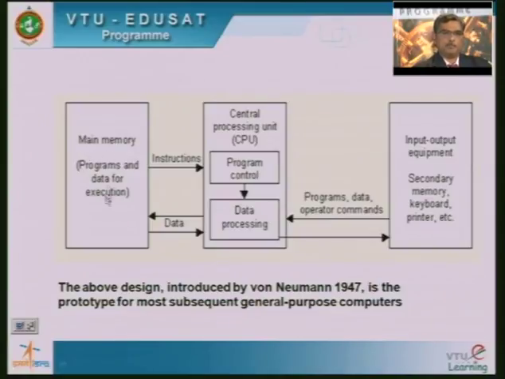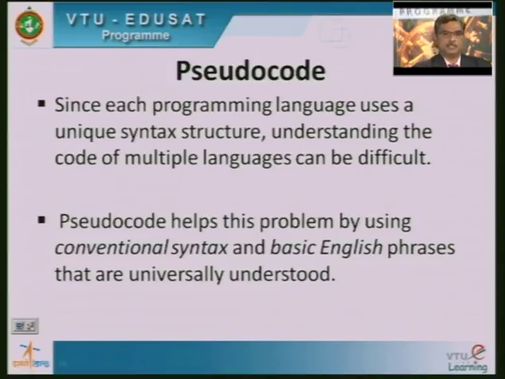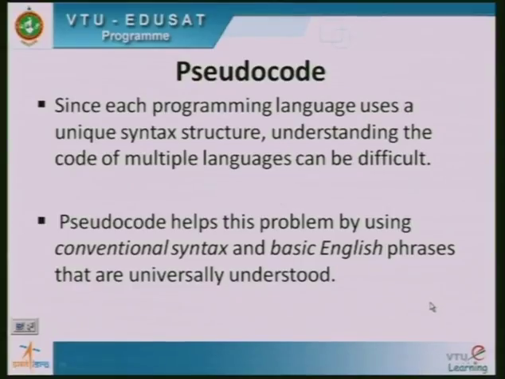If you observe the main memory, this is where your data and programs are stored, and each instruction is taken by the CPU. Inside the CPU you have program control, which processes the data, and communication is established with the external devices. So this is the architecture that von Neumann gave. These are some of the things essential to understand this subject, which we have understood now.